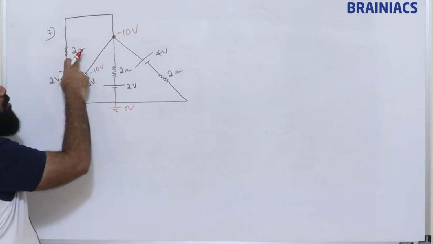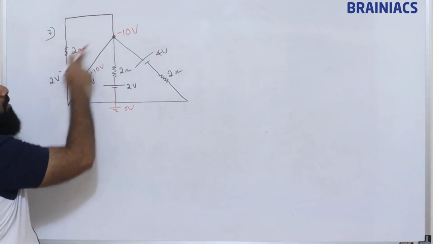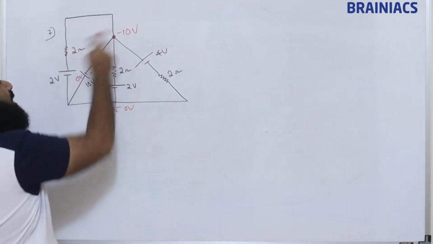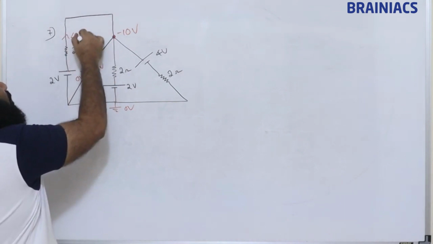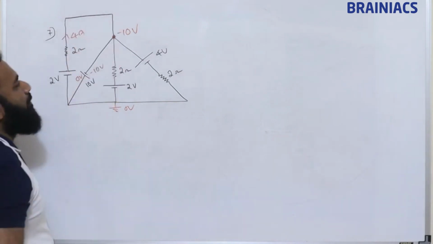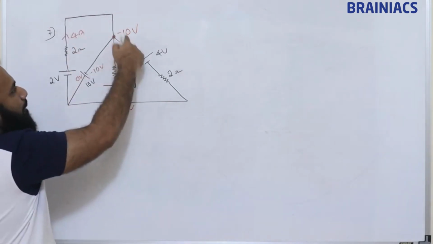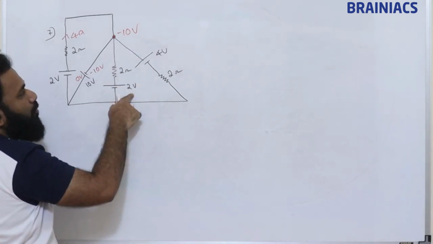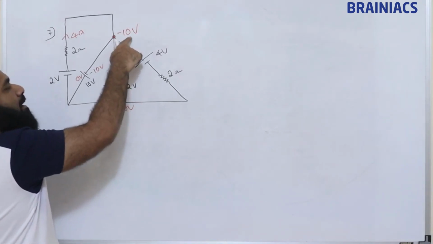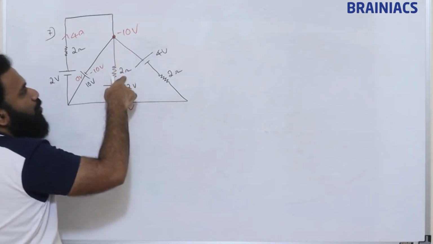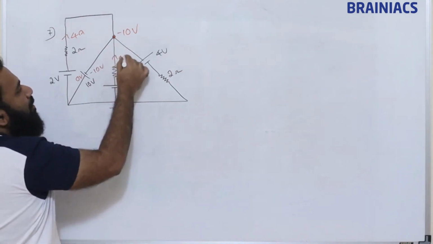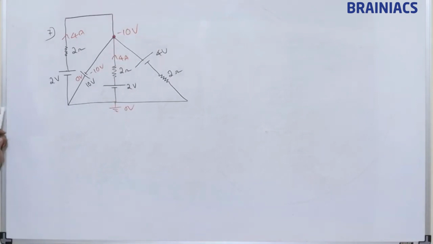So 8 by 2 is 4 ampere. So 4 ampere will be in the branch. Which is greater? 2 volt is greater than minus 10. So 4 ampere will be flowing like this. Clear? Now take this one. Minus 10 and 2. This is negative, this is positive. So minus 10 plus 2 is nothing but again minus 8. Minus 8 by 2 is 4 ampere. Since this is greater, 4 ampere will be flowing like this.